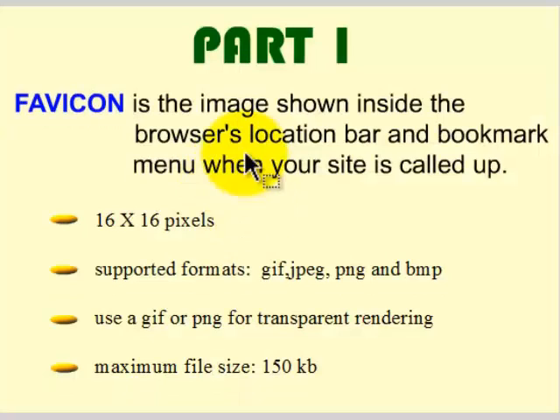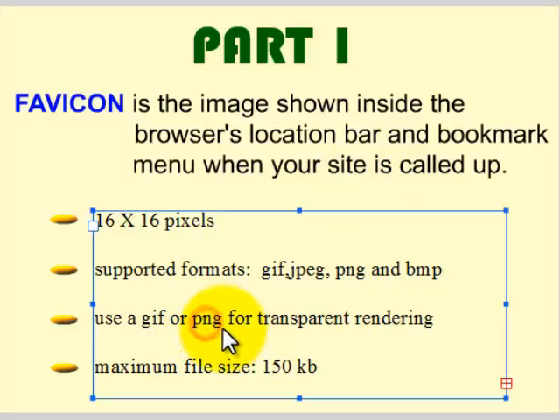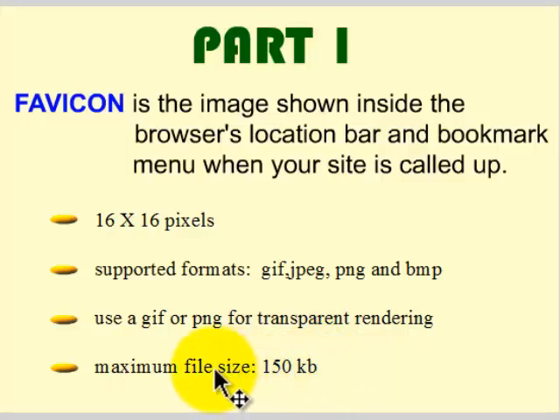So the requirements: the size of the favicon is 16 by 16 pixels. And the formats supported, you can render your favicon image as a GIF, JPEG, PNG, and BMP. And in this tutorial, we're going to render our file as a PNG format, because in PNG you can render a transparency. And the maximum file size must be not more than 150 KB.